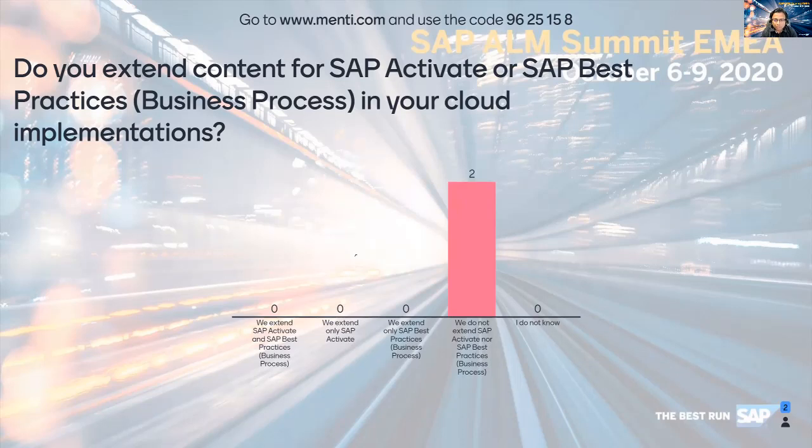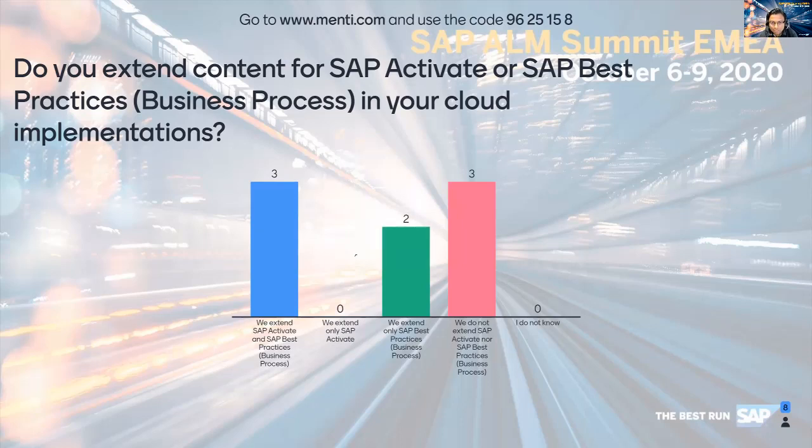So you use the standard, and some of you, the others mentioned that you sort of either create your own or you extend. So we saw that there is extend only SAP best practice processes. That's good to know. That means that you have SAP standard processes, and then you sort of extend that, and then you extend both Activate as well as best practices. That's a very nice mix.